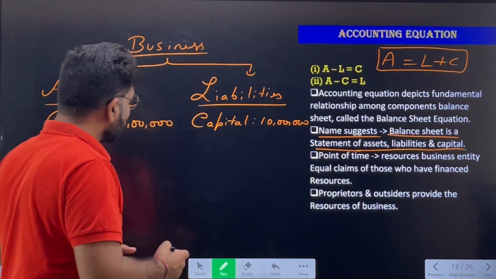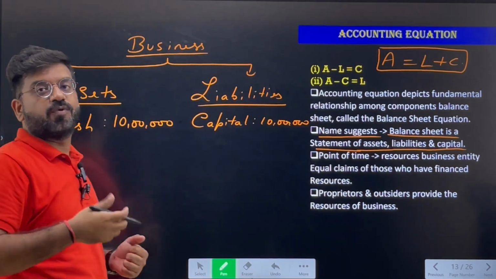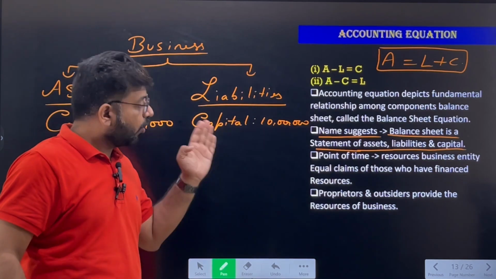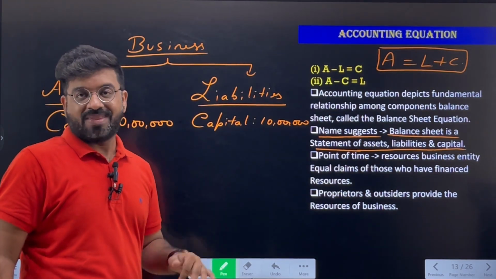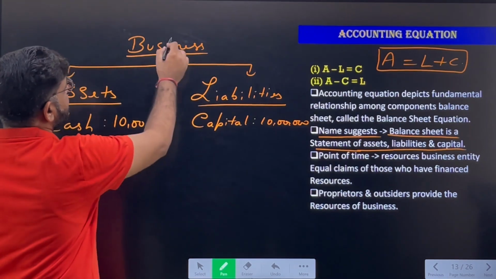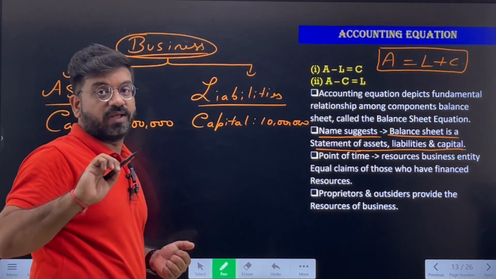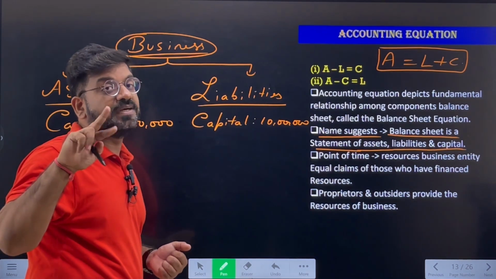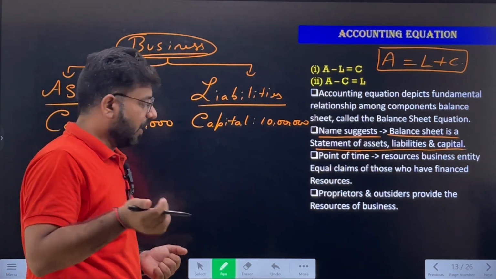Just check it out. Now we have started a business with rupees 10 lakhs. So we have a cash of rupees 10 lakhs and we also have a liability with the name capital of 10 lakhs. Okay. Next. Now, since this is a business, so obviously the amount is liable to the owner. As I already told you, these two persons are totally different. These are two separate entities.